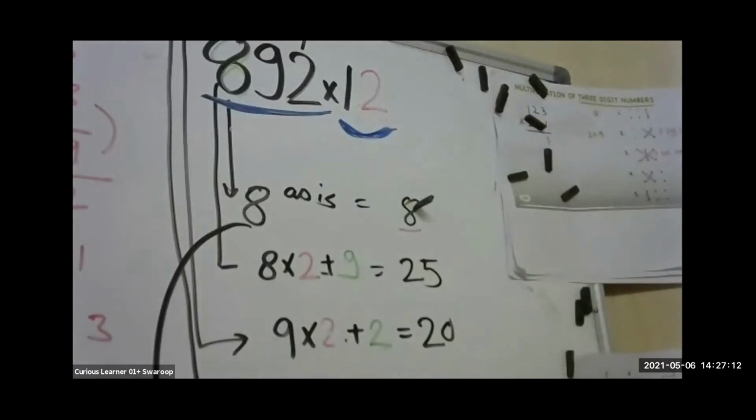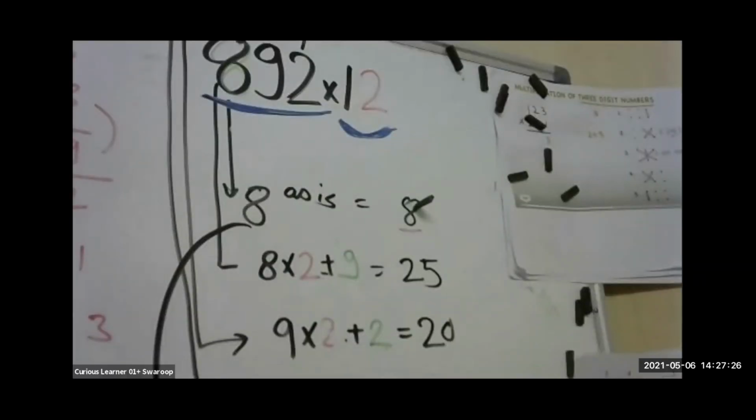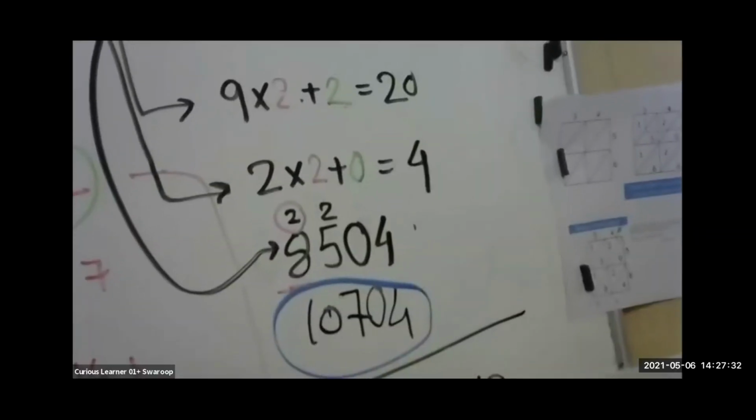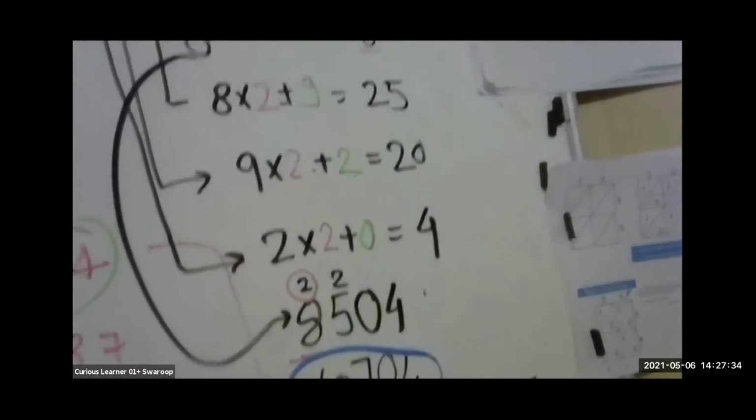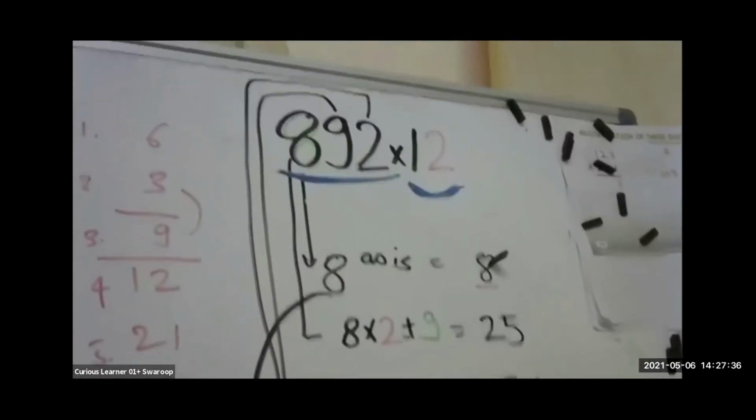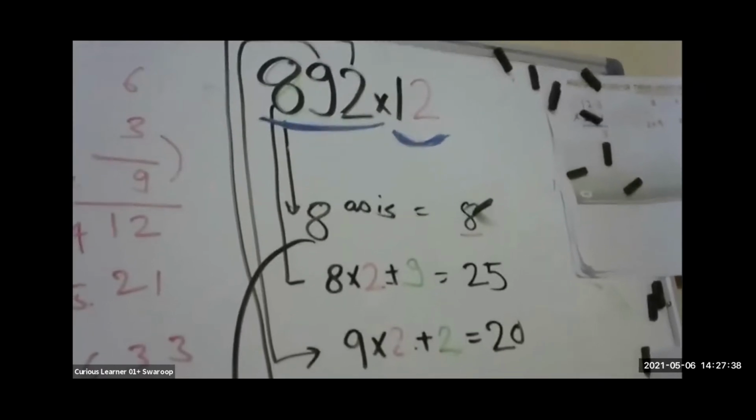Mentally, huh? 892 multiply 12. If you can have a piece of paper, start writing. 10,704 is the answer. But here we are multiplying 892 with 12.